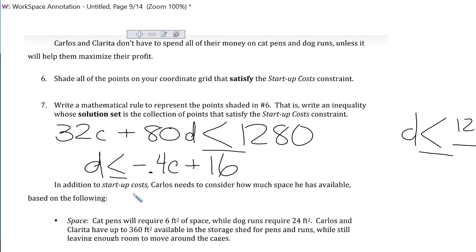6C, right? Cat. 6 cat. But don't we need to square it first? No, we don't have to square it. Square feet is just a unit. It's not telling you to square the 6. The square feet is a measurement of space. Okay? So 6 times the amount of cat runs, plus 24 times the amount of dogs must be less than or equal to what's our square footage?